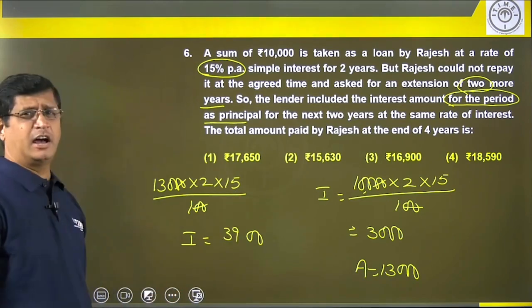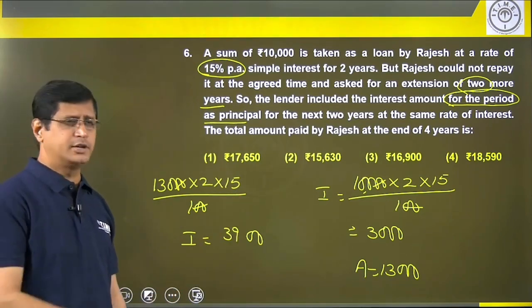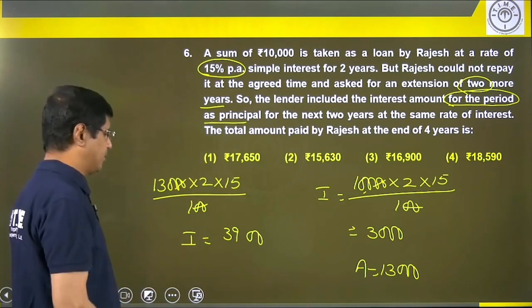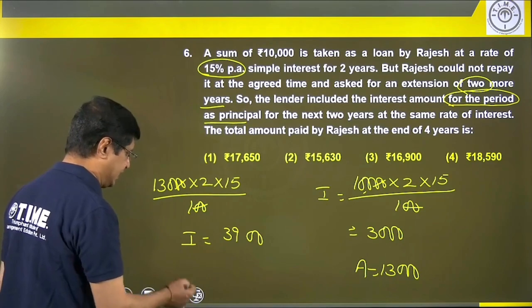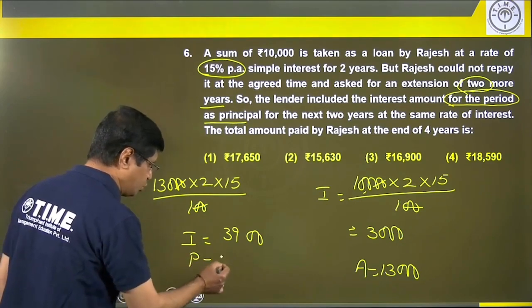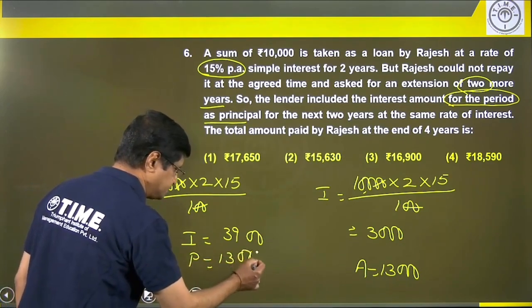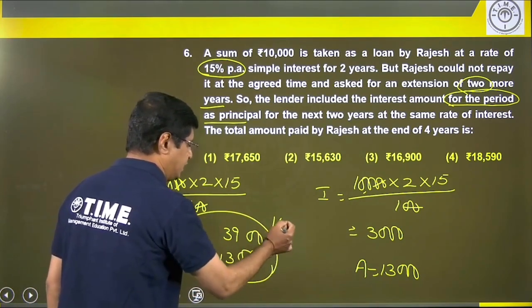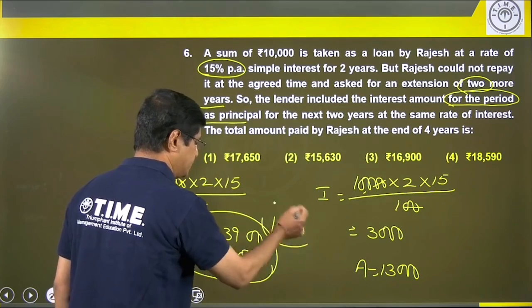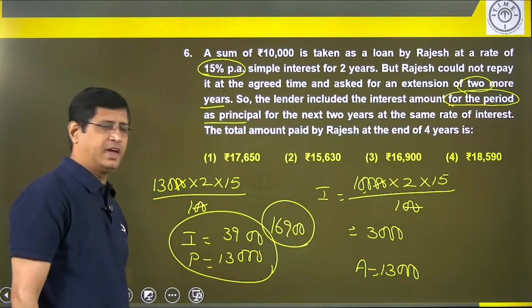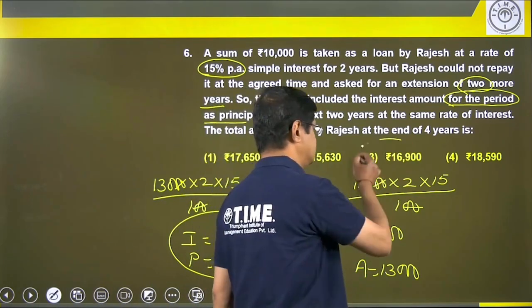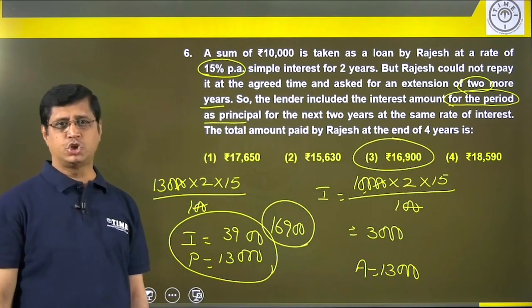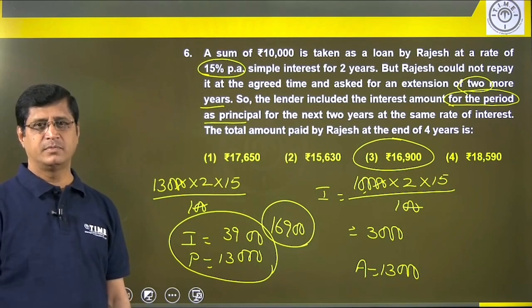So what is the amount he has to pay in order to clear all the dues? What is the total amount? Interest is equal to 3,900. Principal is equal to 13,000. Now the sum of these two is equal to 16,900. So how much he has to pay at the end of the 4 years? That is 16,900. Answer choice 3. Okay.